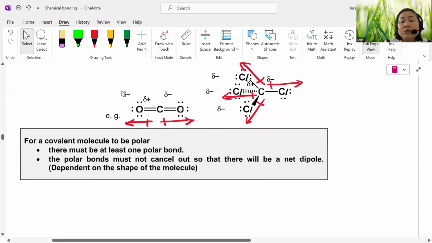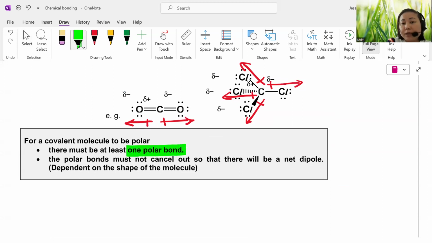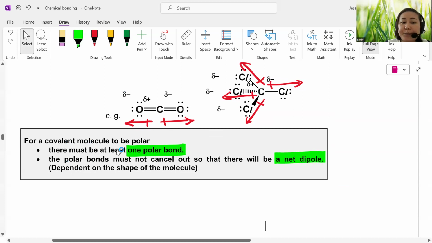All right. So to summarize, for a covalent molecule to be polar, we must definitely have a polar bond so that we have a dipole moment to start off with. And the dipole moments must not cancel out, such that at the end of the day, when we sum up all the dipole moments, there will be a net dipole in the molecule.